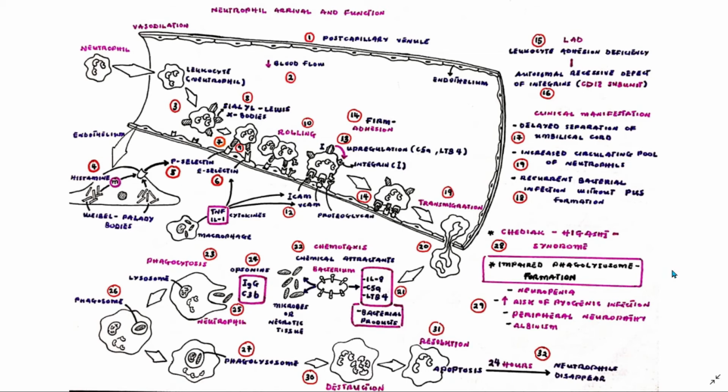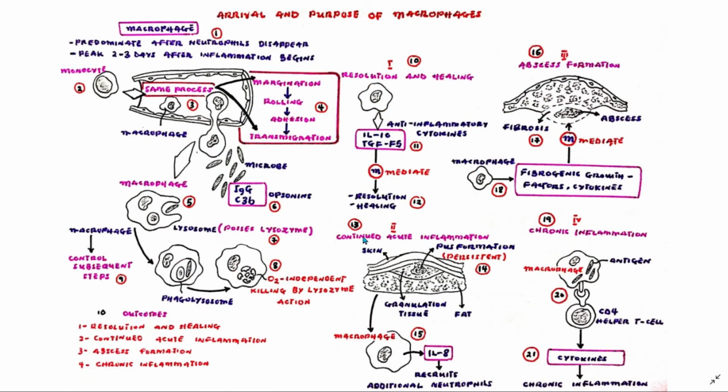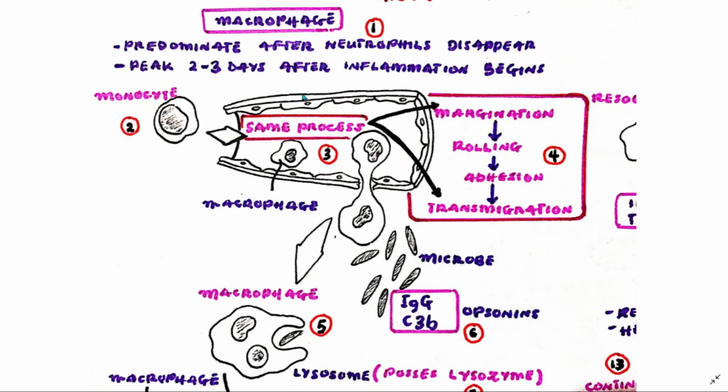Macrophages predominate after neutrophils and peak at 2 to 3 days after inflammation begins. Macrophages are derived from monocytes in the blood. The macrophages arrive in tissue via the same process that was used by the neutrophils 24 hours earlier, and that is by margination, rolling, adhesion, and then subsequently transmigration into the interstitial space.